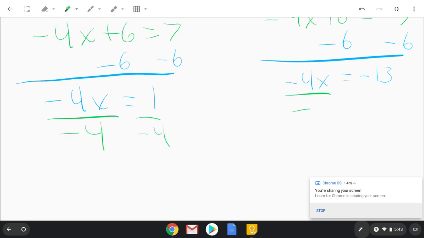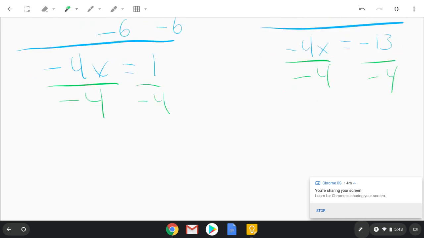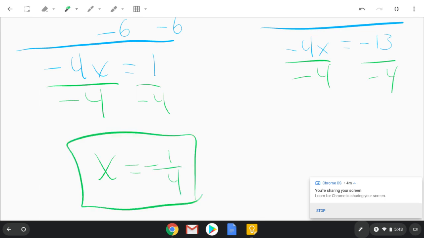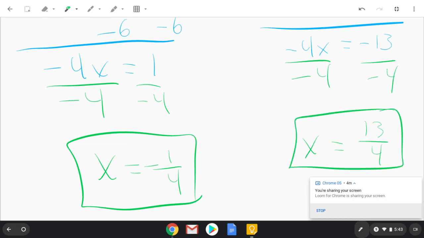Over here, we'll do the same thing. All right, and then our answers: x equals negative 1/4, and over here, we'll have x equals positive 13 over 4. Okay, hope that's good for now.